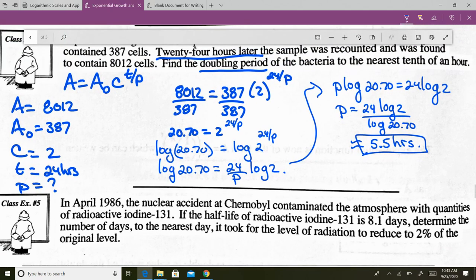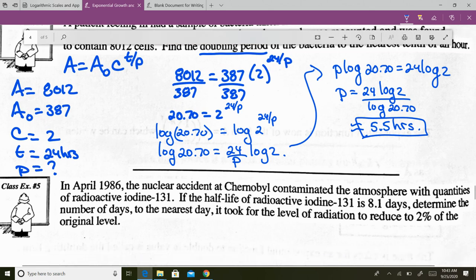Any questions about that? It's the same step every time. Write out your formula. Write out what you know. Plug it into the formula. Solve for your unknown, which is probably going to involve logging it. I'm going to do this one right below it.